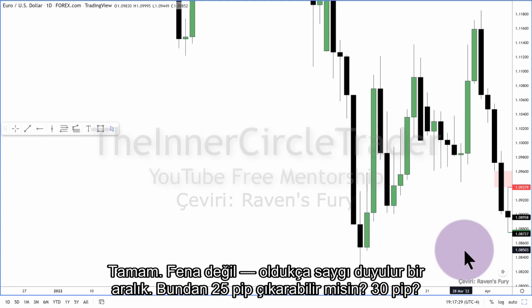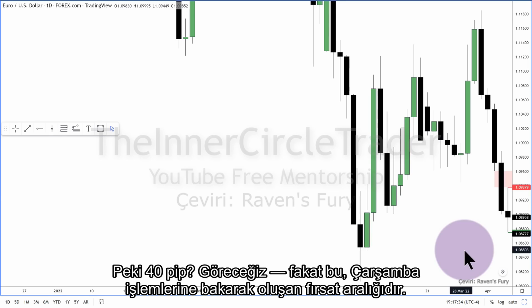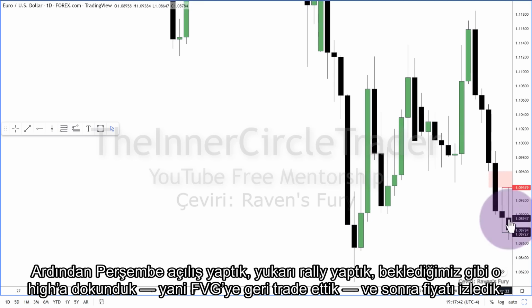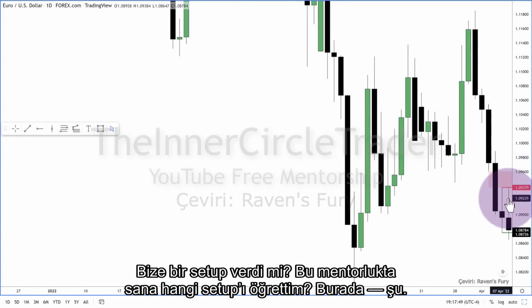Can you get 25 pips out of that? Can you get 30 pips out of that? How about 40 pips? Well, we're going to find out. But this is the range of opportunity that exists looking at Wednesday's trading. And then Thursday we open, we rally up, we bump that high like we would expect, trading back into that fair value gap, and then we watch price. Does it give us a setup? What setup? Well, I've taught you in this mentorship.